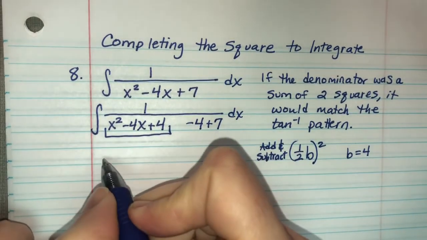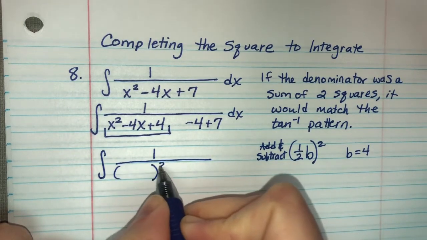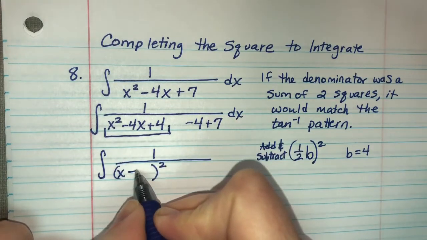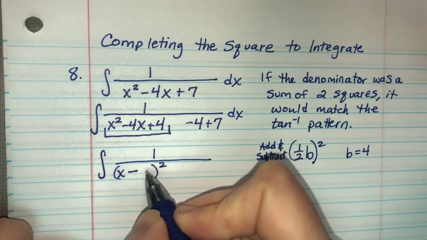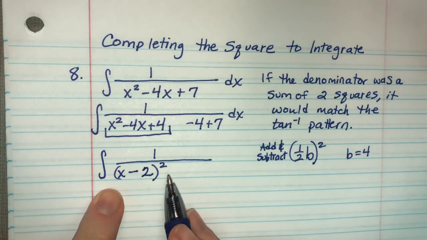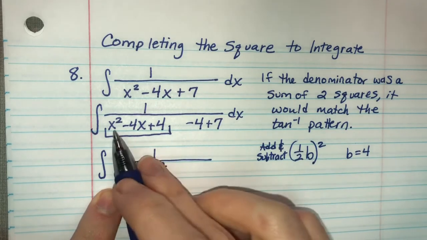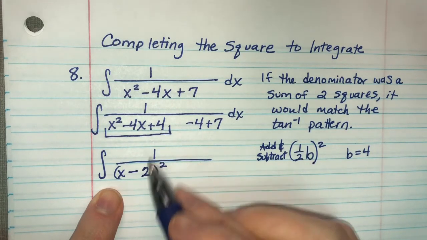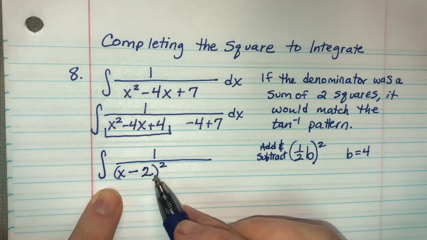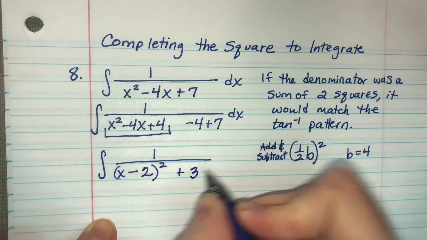So now I've got the ability to rewrite this as the square of a binomial. Square root of the first term, x, sign of the middle term, minus, square root of the third term, 4, which is 2. So this is now the quantity x minus 2 squared. If I was to multiply x minus 2 times x minus 2 and FOIL it out, I get x squared minus 4x plus 4. So I have just completed the square here to be able to rewrite this as the square of a binomial. And then I'm going to go ahead and put these two together now. Negative 4 plus 7 is, of course, 3.